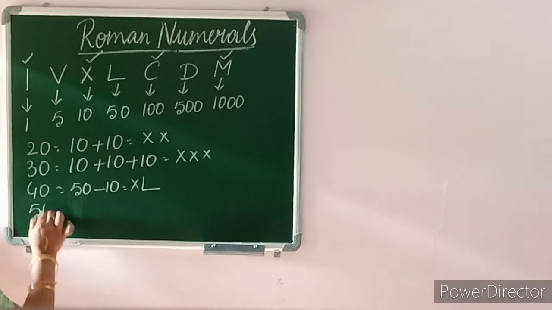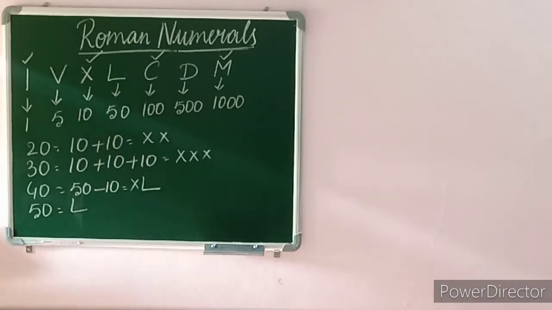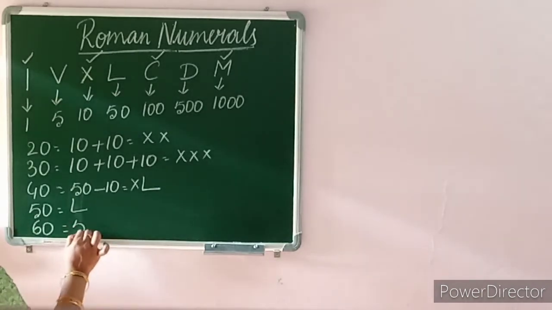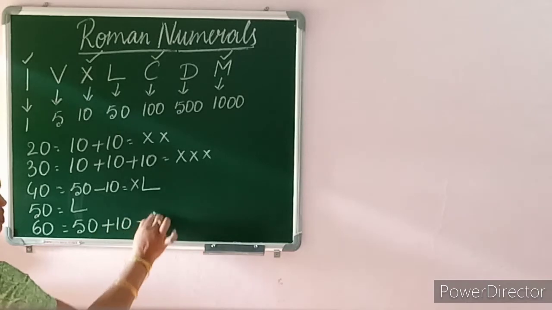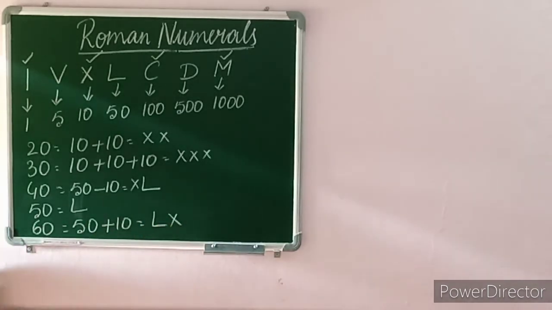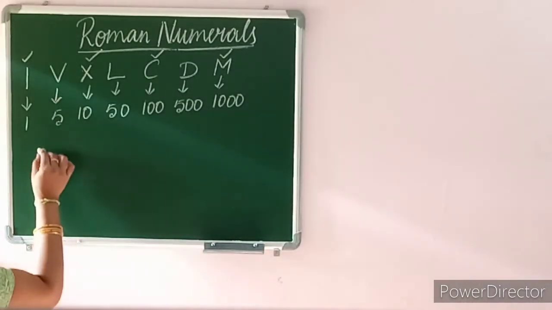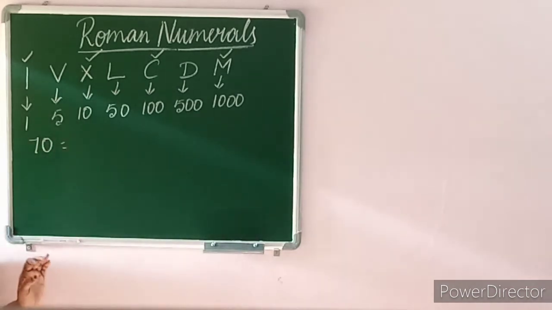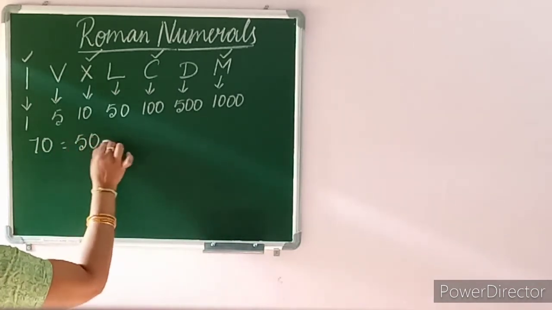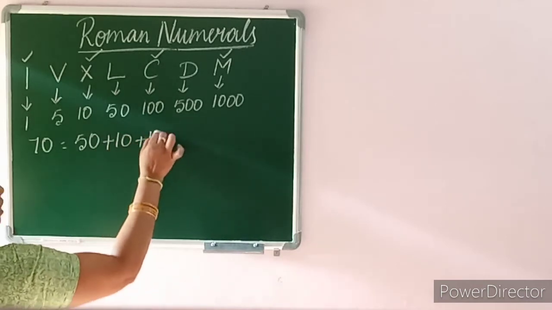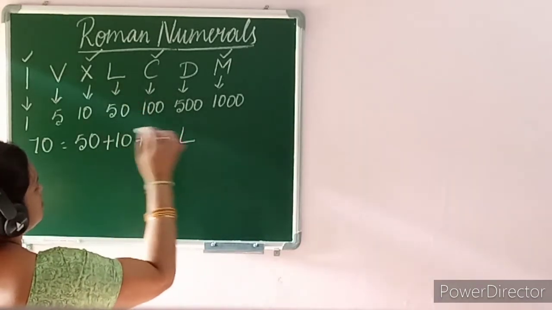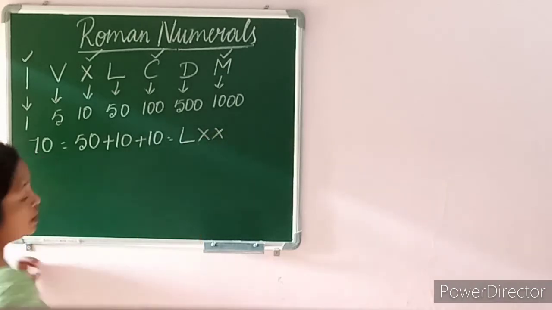If it is 50, we have already got the symbol L, right? Suppose it is 60, then how will you write? You can write 50 plus 10, which is LX. Right side means we are adding, right? Let us move on with some more examples. Now let us see 70. How to write 70? You can see that it is 50 plus 10 plus 10. What is the symbol for 50? L. Symbol for 10, X. And one more 10, double X.